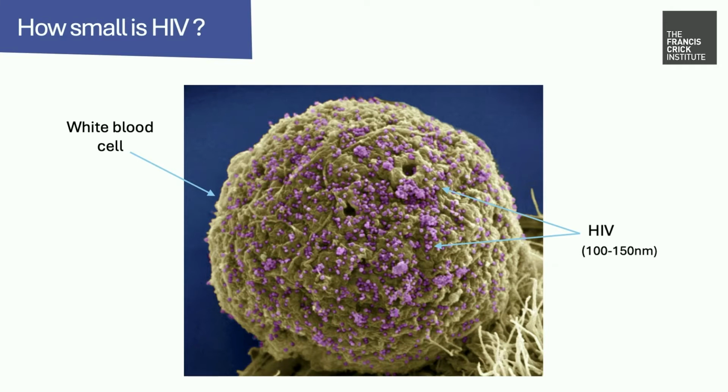And if we zoom in on a white blood cell, shown here, then those purple blobs are actually real HIV particles coming out of an infected cell. So they're very, very small. In fact, they're so small that we can't see them with a normal microscope. The only way you can see viruses is using an electron microscope, and that can make it tricky to study.